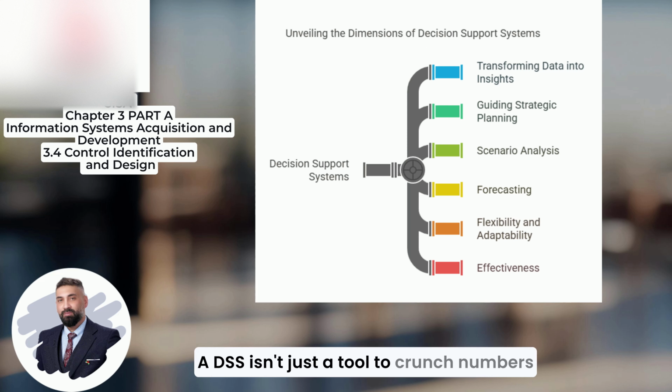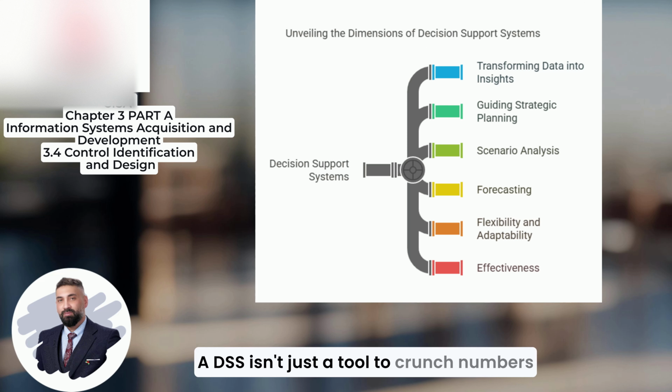Whether it's sales trends, risk assessment, or exploring alternative scenarios, it draws from various sources and even applies AI for predictions. Its ultimate goal? Effectiveness. Unlike the hammering efficiency you see in transaction processing, DSS prioritizes flexibility, adaptability, and answering the right questions to help organizations achieve informed decisions.